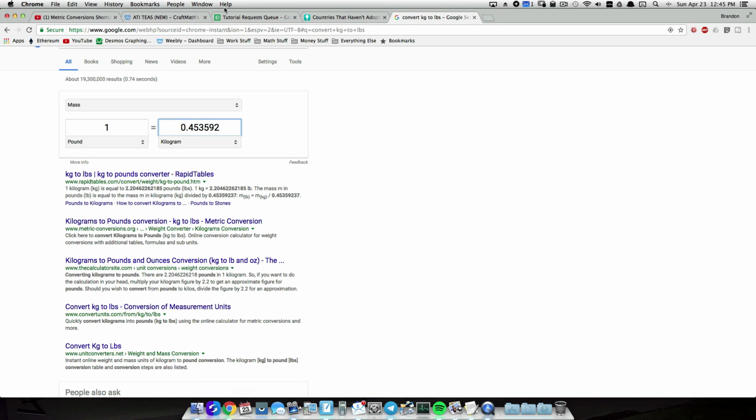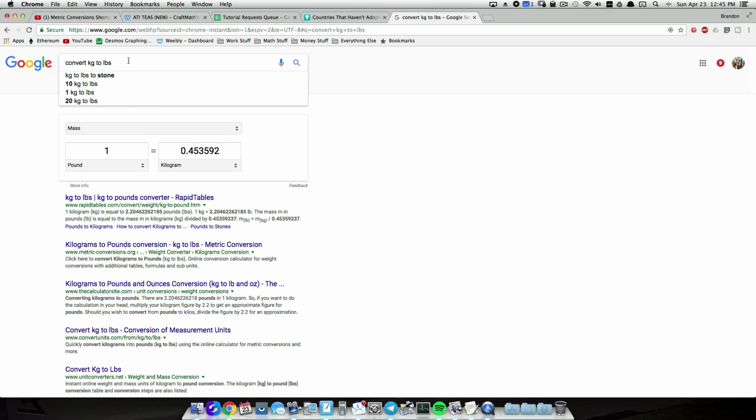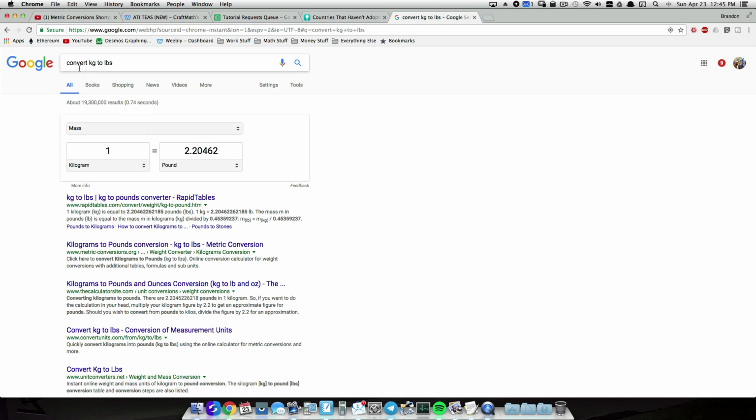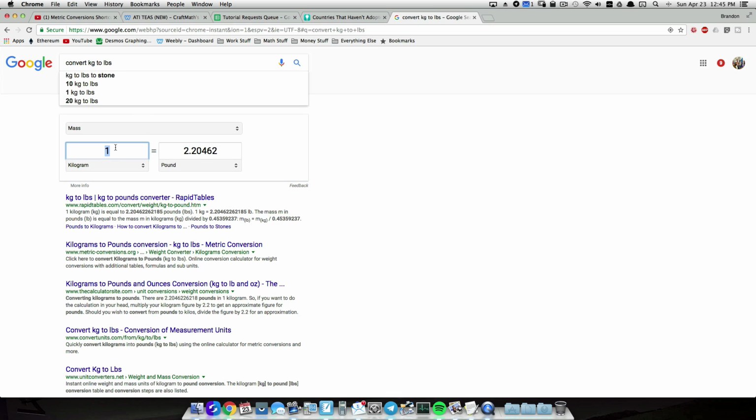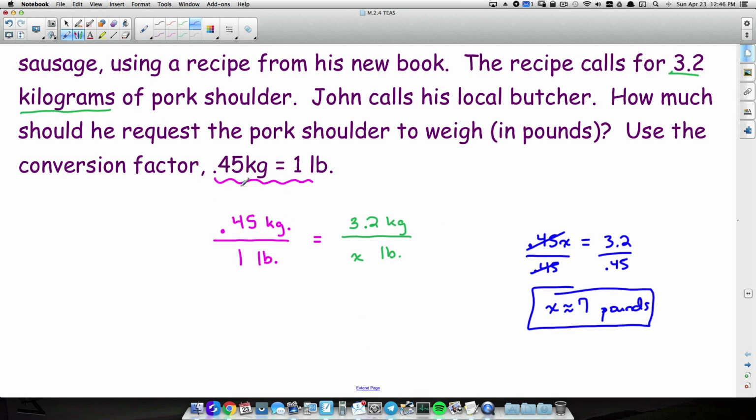So let's go back over to Google and see if that's going to work. I'm going to come back up here and press enter on that conversion. We want to convert kilograms to pounds, and we knew the recipe called for 3.2 kilograms. Notice here we don't get the 7.111111, but if we round this off to the nearest pound, we need 7 pounds of pork shoulder. More than likely, you'll be just fine using ratios and proportions to solve these particular examples.